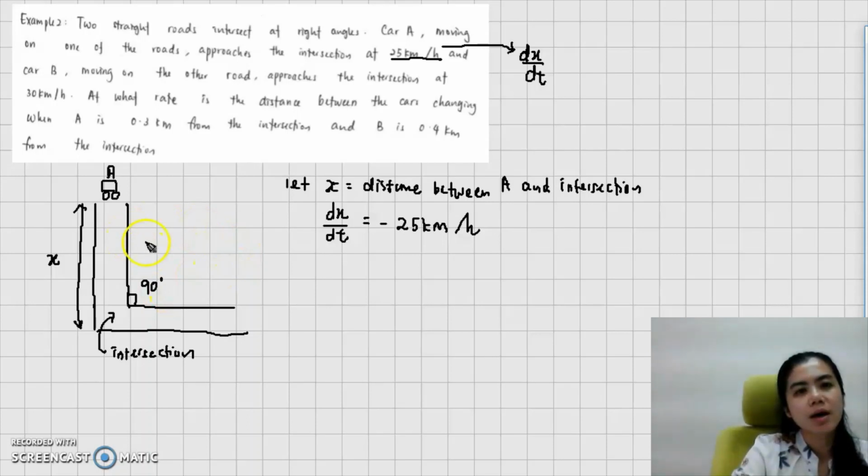Then let's look at the next information we have, car B. Car B is moving on another route. So we have a car B here, and the car B will travel here. It says that it will approach the intersection at 30 km per hour. Same thing, we try to write it mathematically.